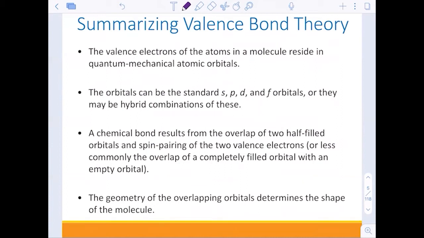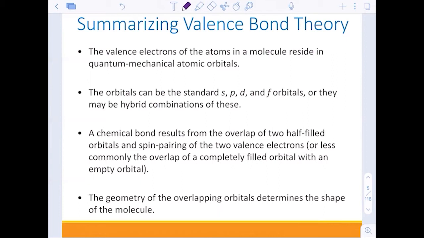Some of the shapes that exist based off of our discoveries in VSEPR theory don't make sense for s, p, d, and f orbitals. And so what valence bond theory does is it enhances what we know in the atomic realm and says that there could be a hybrid combination of these atomic orbitals. And a chemical bond results from the overlap of two half-filled orbitals. Again, one electron from each atom needs to come together in this bond.